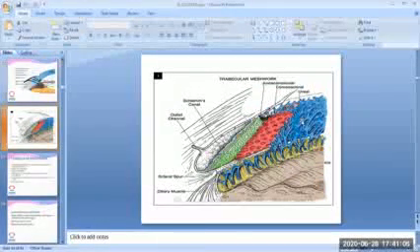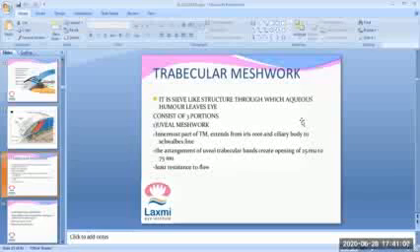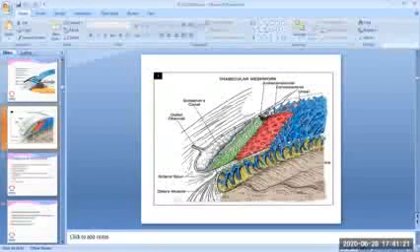There's a trabecular meshwork. The trabecular meshwork is a sieve-like structure through which aqueous humor leaves the eye. It consists of three portions: uveal meshwork, corneoscleral meshwork, and juxtacanalicular meshwork. This is the trabecular meshwork.